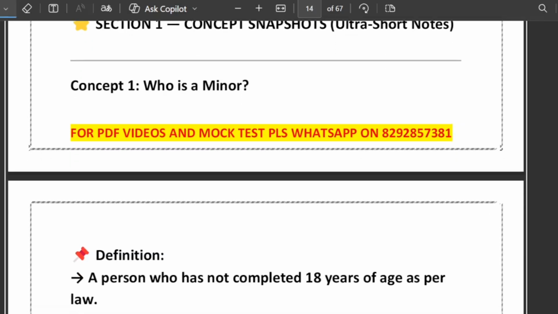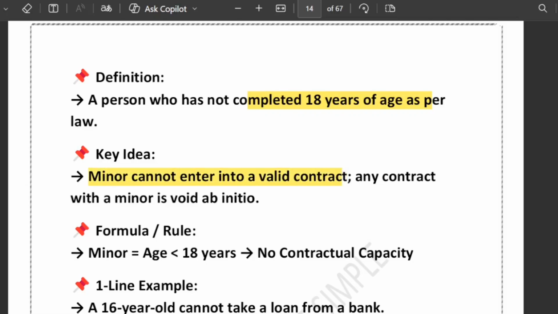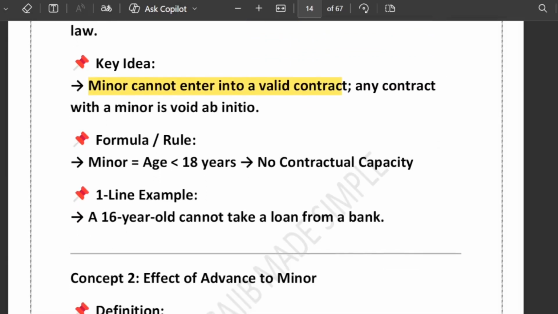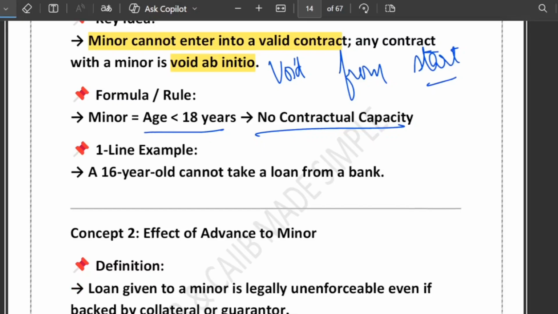First of all, let's see who is a minor. A person who has not completed 18 years of age as per the law is considered a minor, right? First thing is that a minor can never enter into a valid contract, because any contract with a minor is considered void ab initio. That's called void from the start. So the formula is very simple. Minor means age less than 18 years, no contractual capacity. For example, a 16-year-old cannot take a loan from a bank.